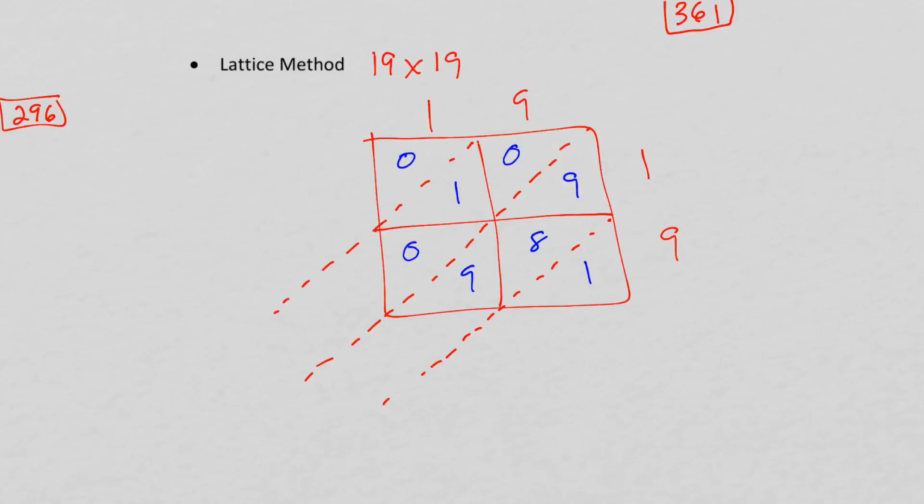So now we're going to add each diagonal. So this is going to be a 1. So these three numbers here, what is that? 17 plus 9, 26. Carry the 2 over here. So we're going to add 2 and the 1, and that's going to make 3. And we get 361.